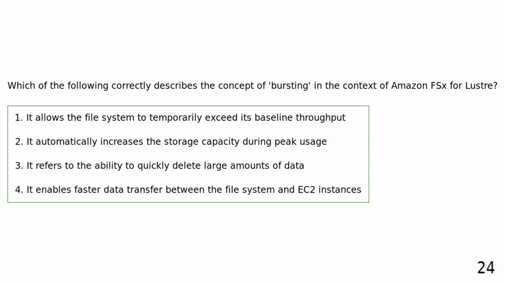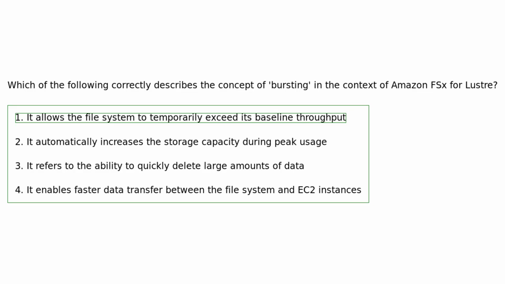Which of the following correctly describes the concept of bursting in the context of Amazon FSx for Lustre? It allows the file system to temporarily exceed its baseline throughput. It automatically increases the storage capacity during peak usage. It refers to the ability to quickly delete large amounts of data. It enables faster data transfer between the file system and EC2 instances. Bursting in FSx for Lustre allows the file system to temporarily exceed its baseline throughput to handle spikes in workload, providing additional performance when needed.